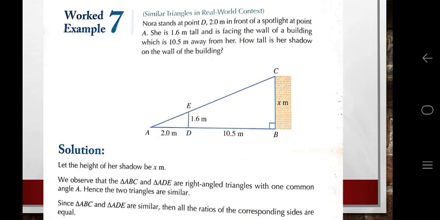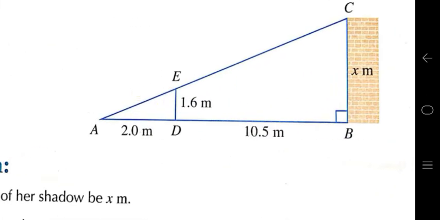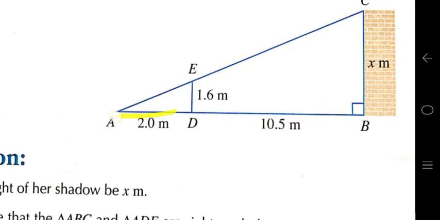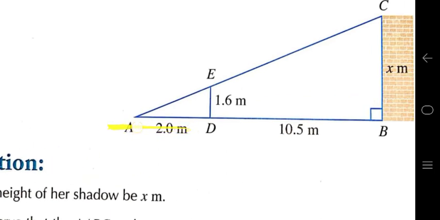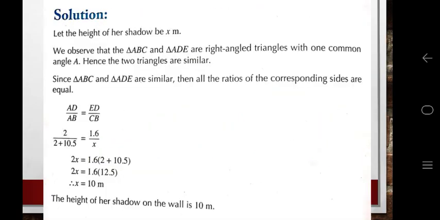Now the reason we don't compare 2 with 10.5 only is because 10.5 is not part of the triangle. So we want to compare the small and big one, small and big one. So you compare 2 with 12.5, not just 10.5, 12.5. That's the reason they use 12.5.